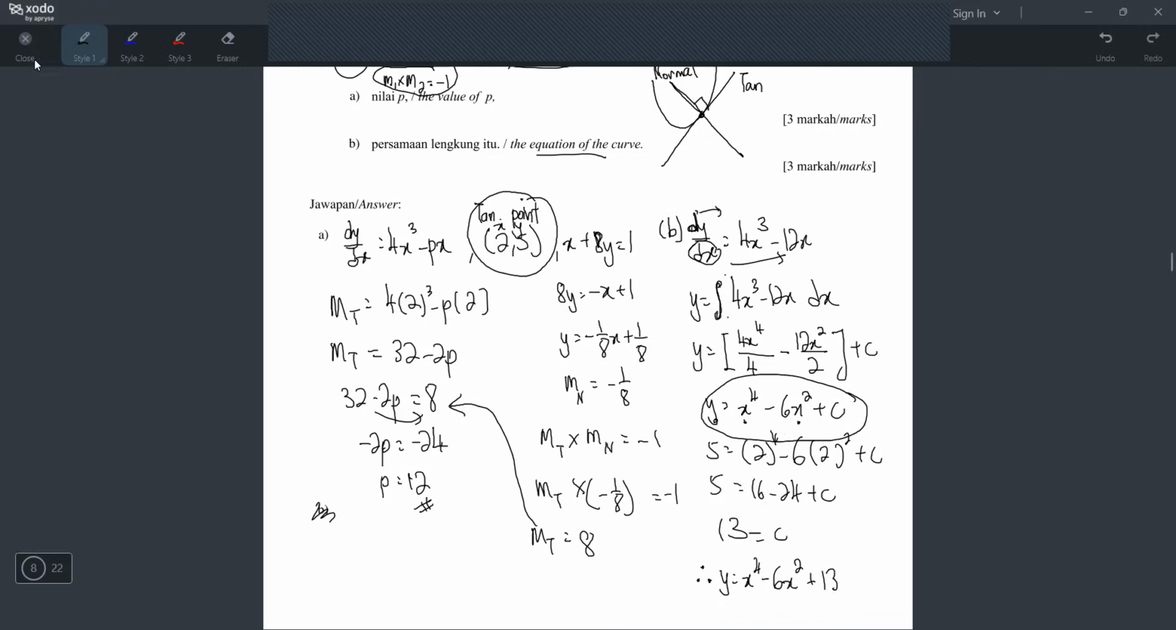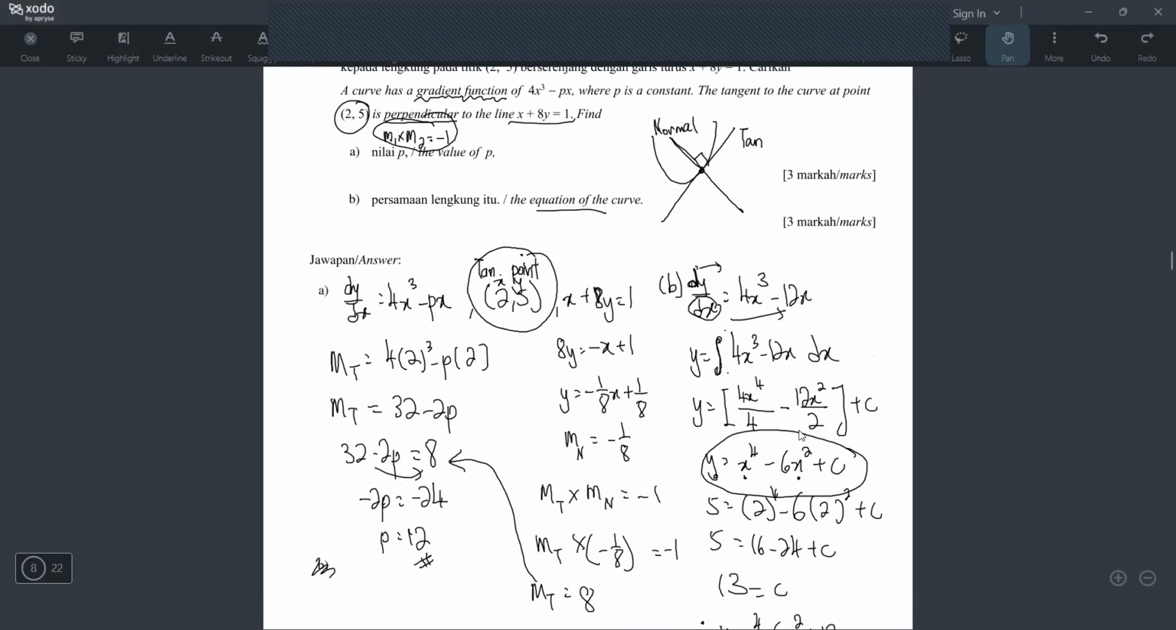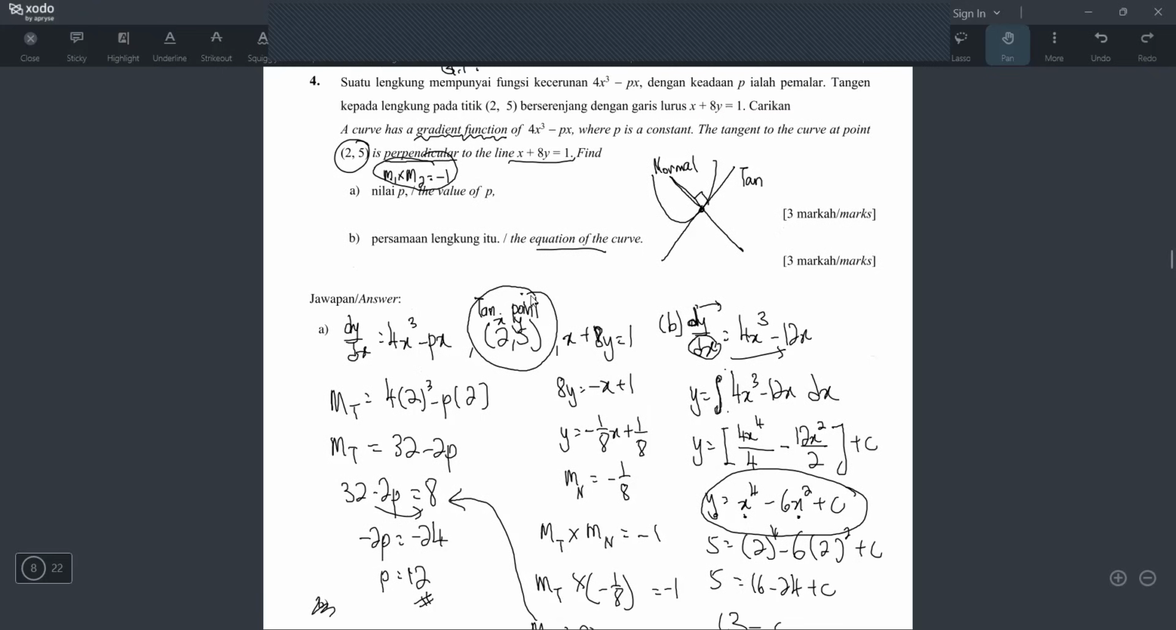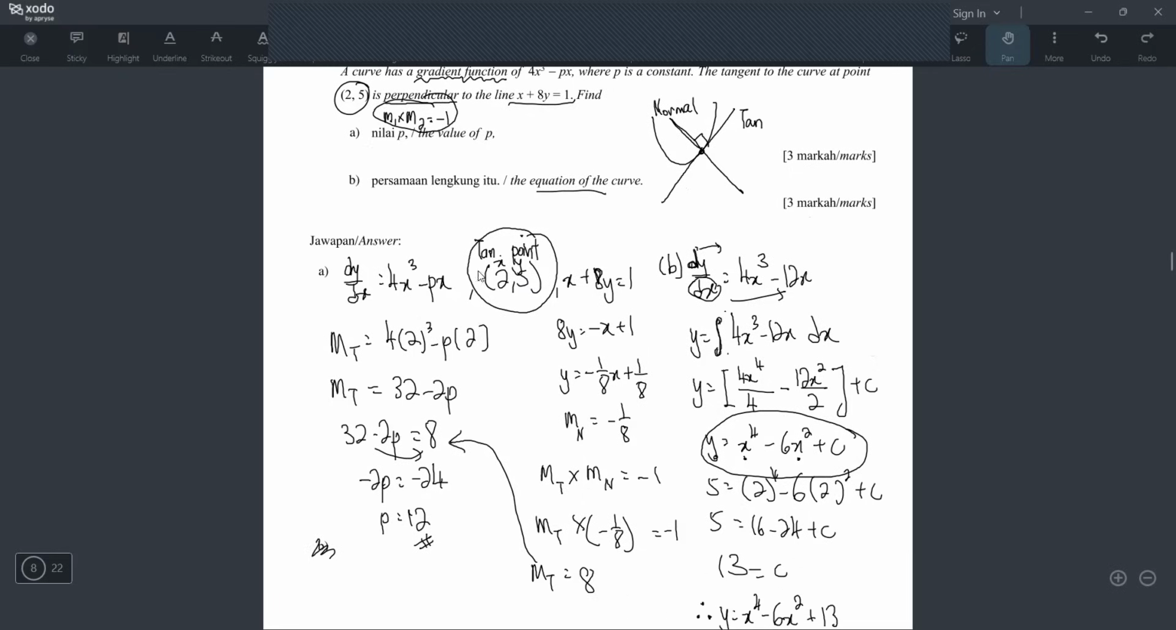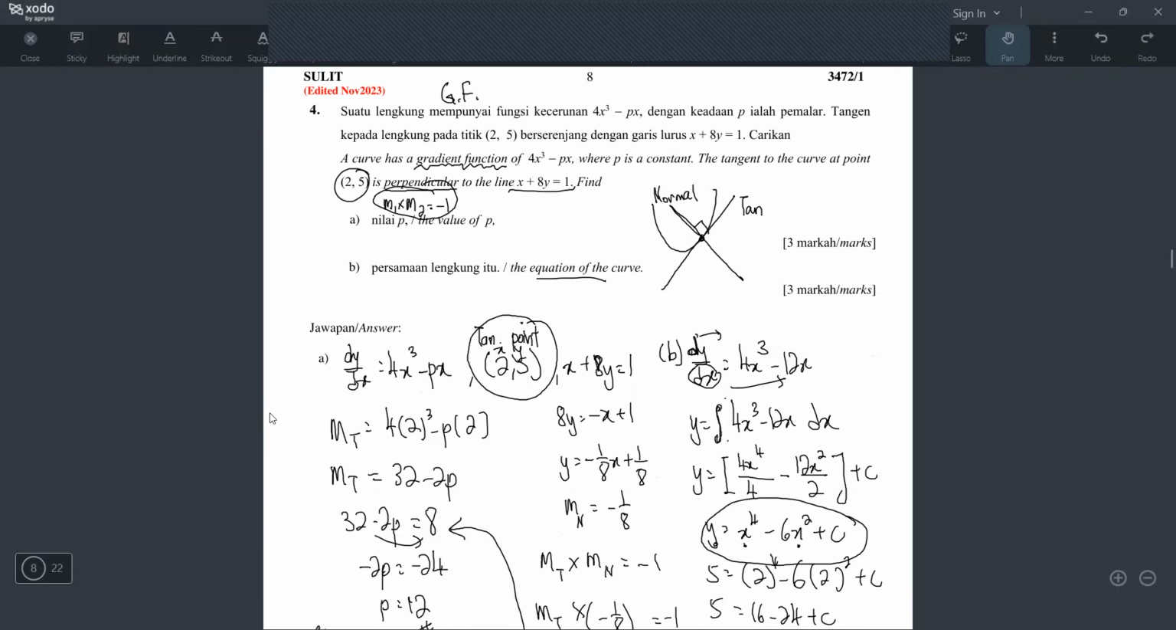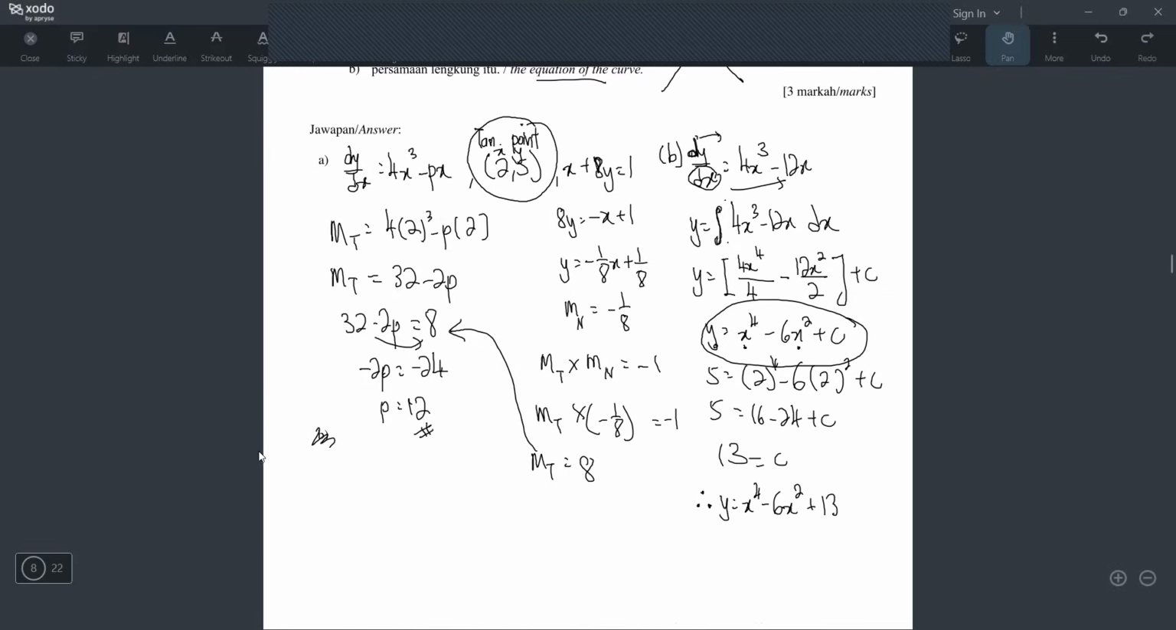All right, so remember this. Whenever we find c, what we do is we will sub in a point that passes through. But we can only sub in when the point passes through. We have to make sure the point that we substitute inside the curve passes through, then only we can substitute inside, right? And this point does pass through, right? So that's how you do it.